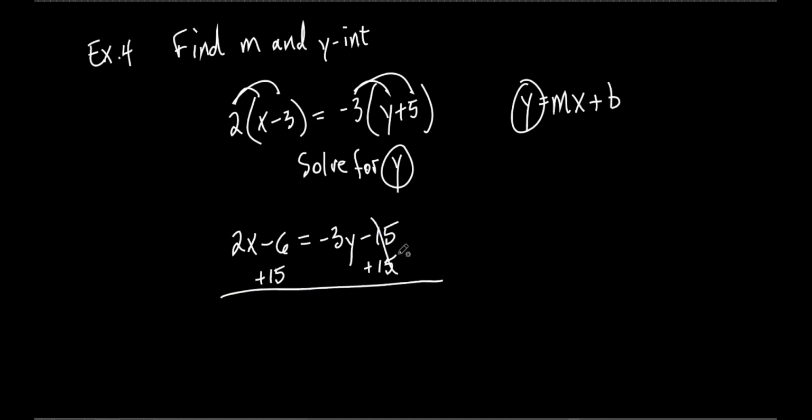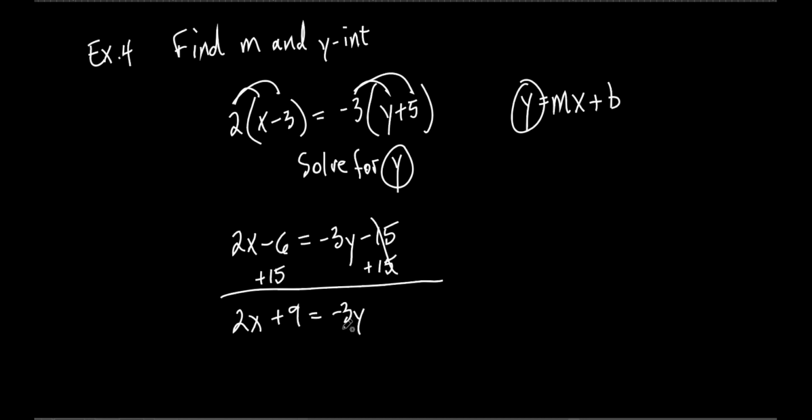All right, that thing canceled out. So what do we have here? I got 2x plus 15... that's going to be 2x + 9 equals -3y. Everybody good? One more step, and you basically have y by itself.